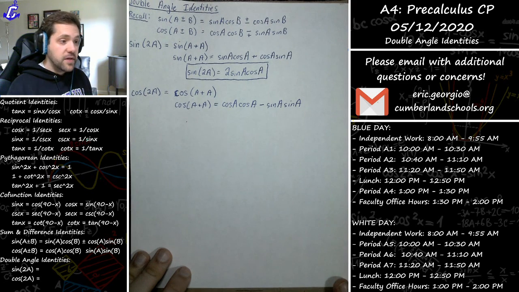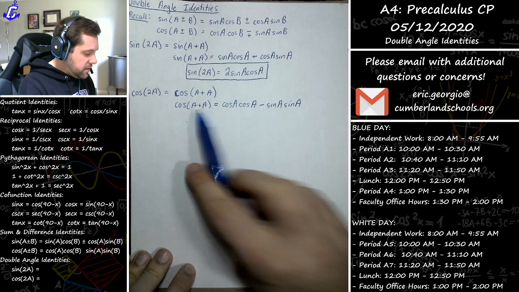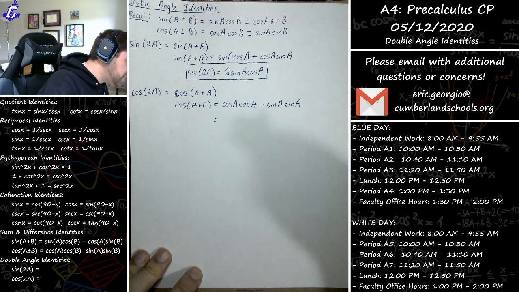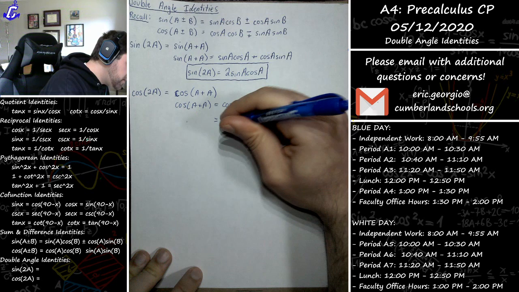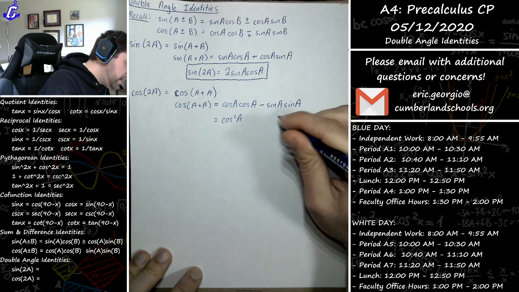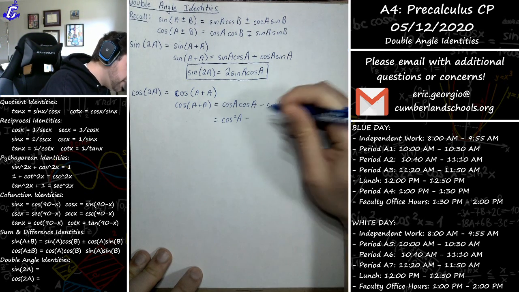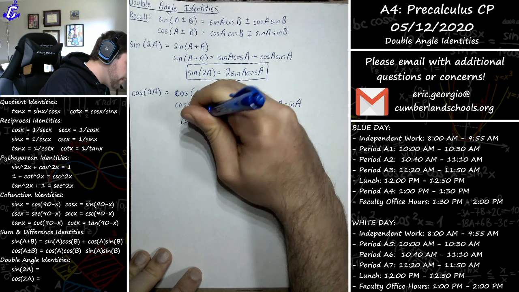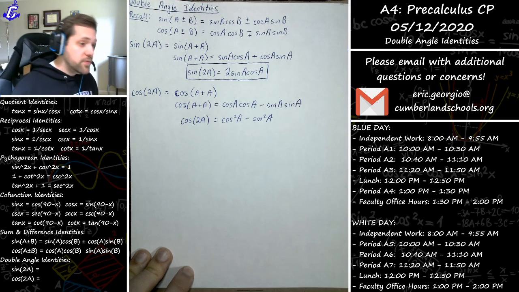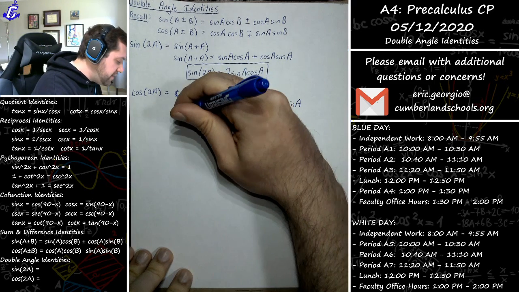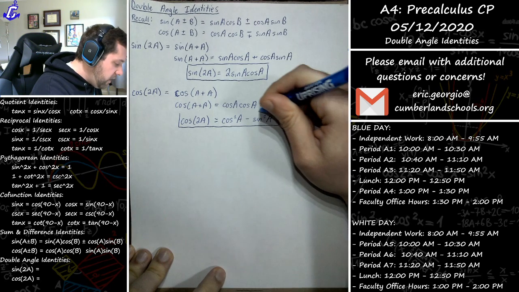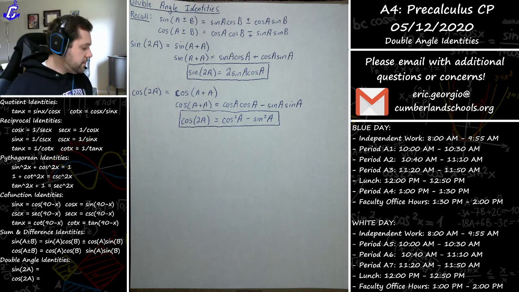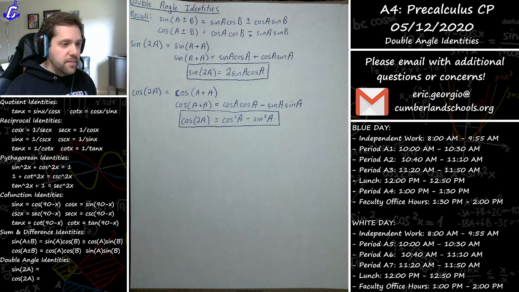So everybody see that? How we're just substituting the first and then the second. They just happen to be the same. Now, what does that come out to be? Well, I have cosine a times cosine a, which is cosine squared of a. And sine of a times sine of a, that's going to be minus sine squared of a. And so we can say that the cosine of 2a is equal to the cosine squared of a minus the sine squared of a. And that is our double angle identity for cosine. Does anybody have any questions about that?